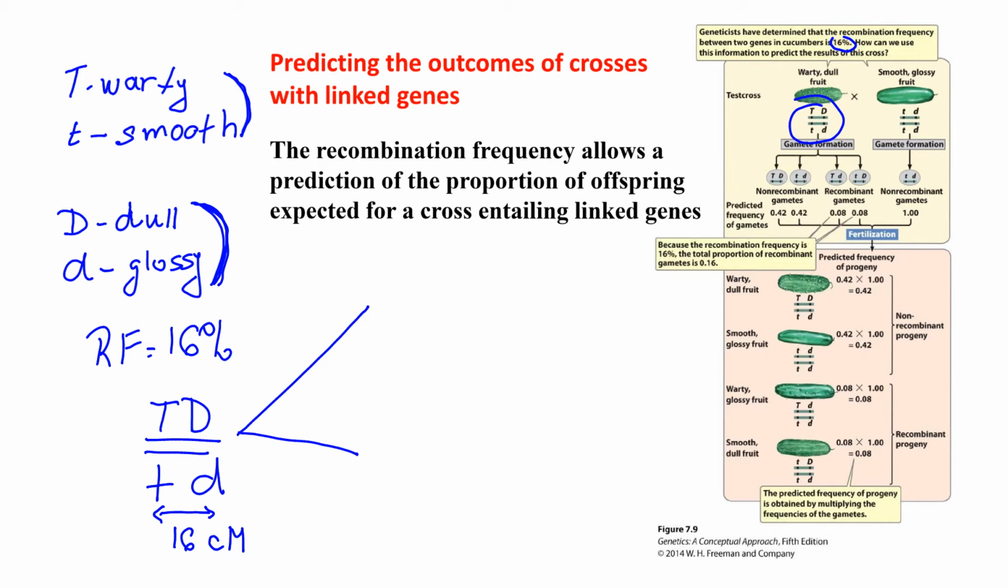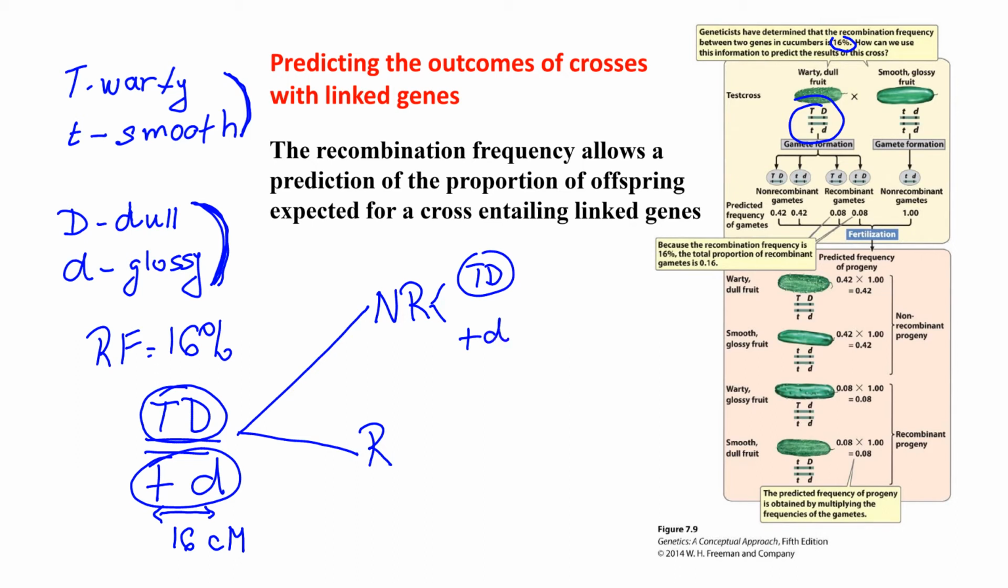So which gametes will be non-recombinant? Gametes carrying both dominant alleles and gametes carrying both recessive alleles. So those would be non-recombinant. So what would be recombinant? What kind of gametes will be formed after crossing over? One will have dominant T and recessive D, and the second one will have recessive T and dominant D. So whenever you want to predict the outcome of genetic crosses, and you know the recombination frequency and position of alleles of two genes on the chromosome, the first step is to define which gametes are non-recombinant and which gametes are recombinant.